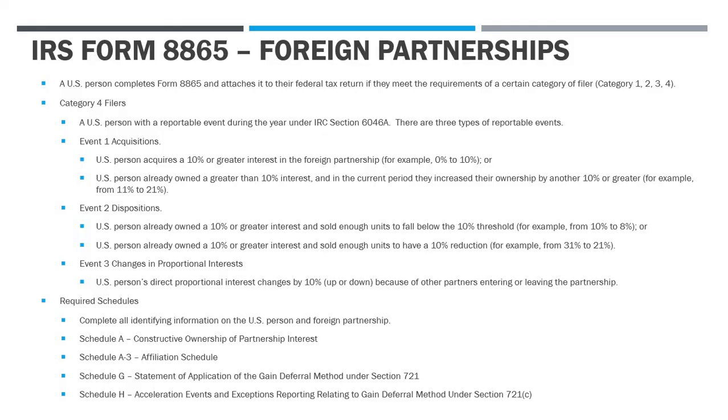Okay, so that covers it for this tutorial on the 8865. Cat 4 specifically. Again, I didn't go into Cat 1, 2, or 3, just the Category 4 filers.